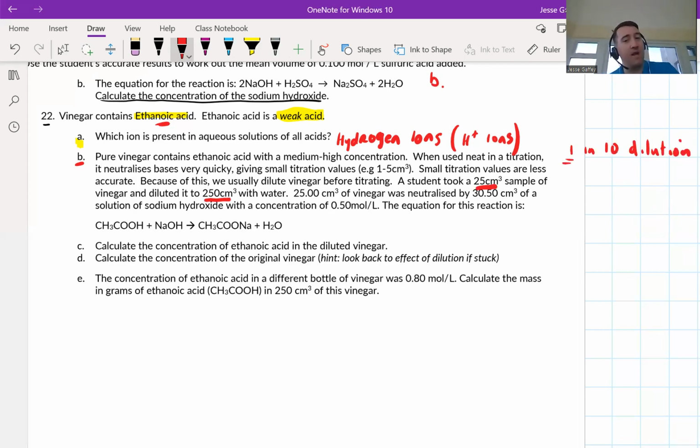Okay, that's probably going to be important later on, so I've made a note of it here at the side. We've got a 1 in 10 dilution, 25 in 250. Okay, that's where those numbers come from. All right, let's keep going.